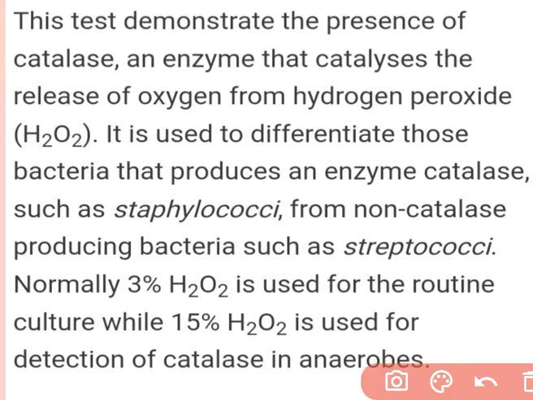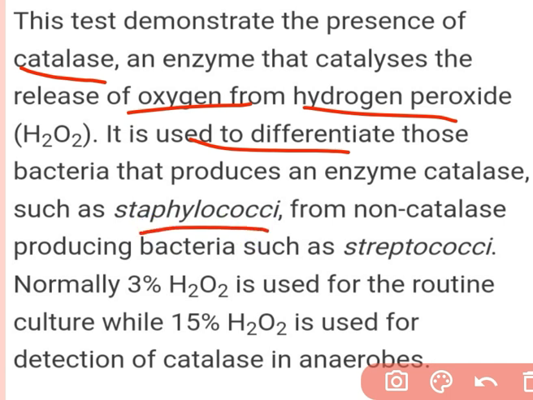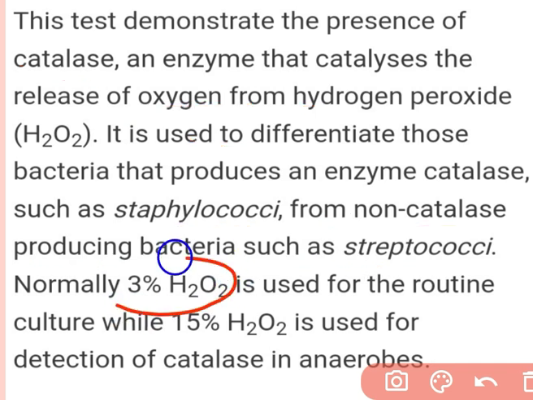The catalase test is used to demonstrate the presence of the catalase enzyme. This enzyme catalyzes the release of oxygen from hydrogen peroxide. It is used to differentiate bacteria that produce the enzyme catalase, such as Staphylococcus, from non-catalase producing bacteria such as Streptococci. Normally, 3% hydrogen peroxide is used to perform this test.